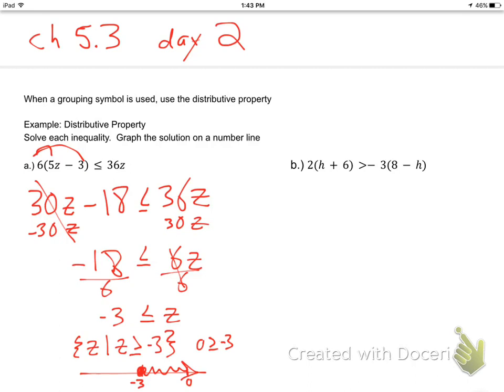So, distribute the 2. 2 times h. 2h. 2 times 6. 12. Do I change the symbol? No. Is that a Z or a 2? Z's have handlebars. Negative 3 times 8. Negative 24. Most people were able to get this.